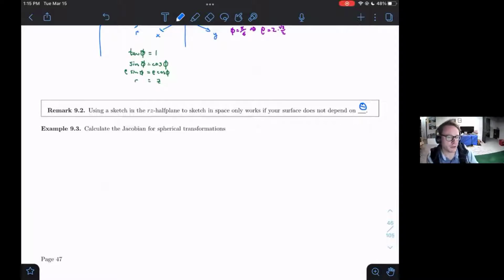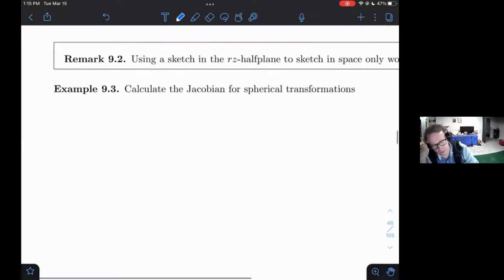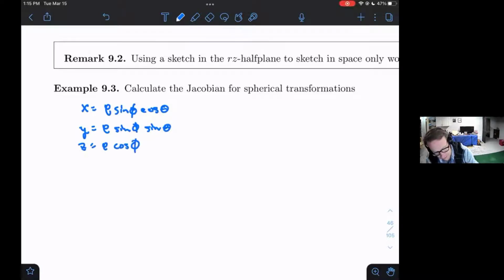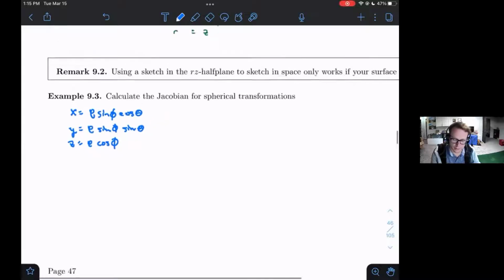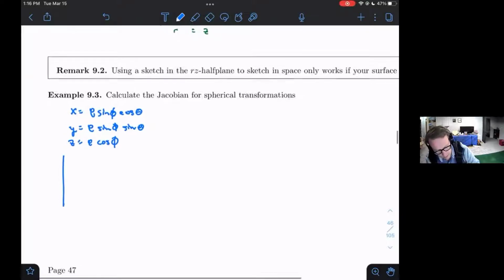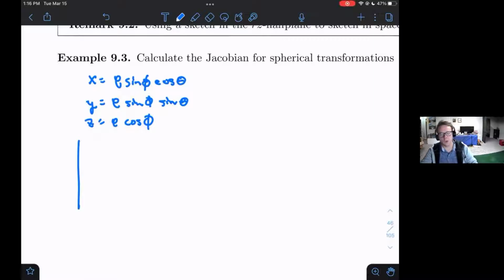Okay, next thing that I want to do is calculate out the Jacobian for spherical transformations. This is going to take a minute. But for spherical transformations, remember we have x is equal to rho sine phi cosine theta. We have y is equal to rho sine phi sine theta. And finally, we have z is equal to rho cosine phi. So if we go ahead and take our derivatives and put those into a nice matrix here, I'm going to try to start it right here, do my best. Okay, let's get to it then.